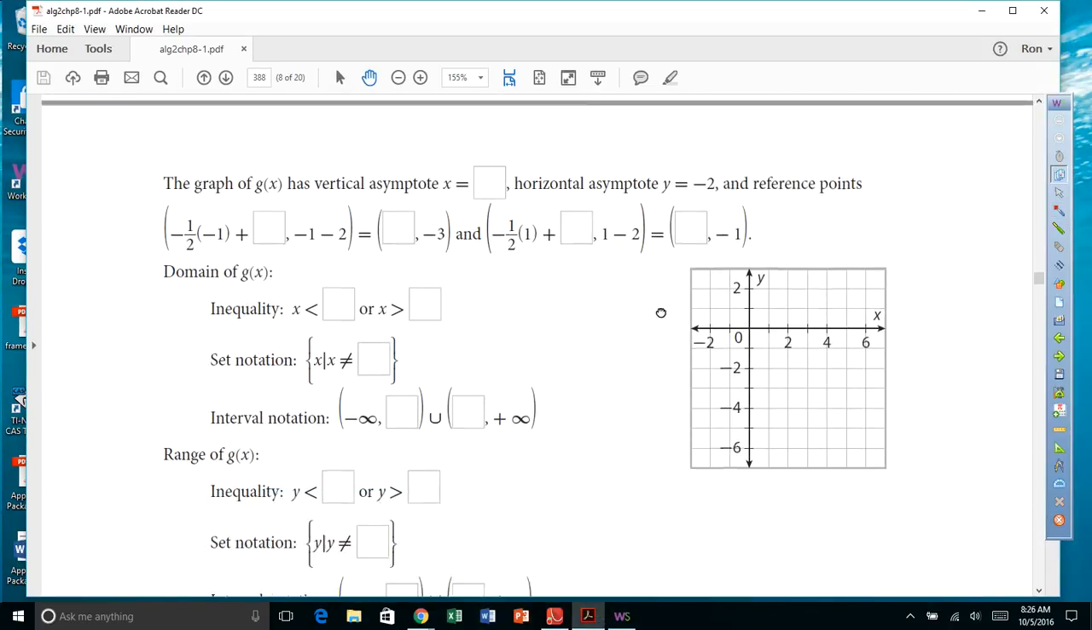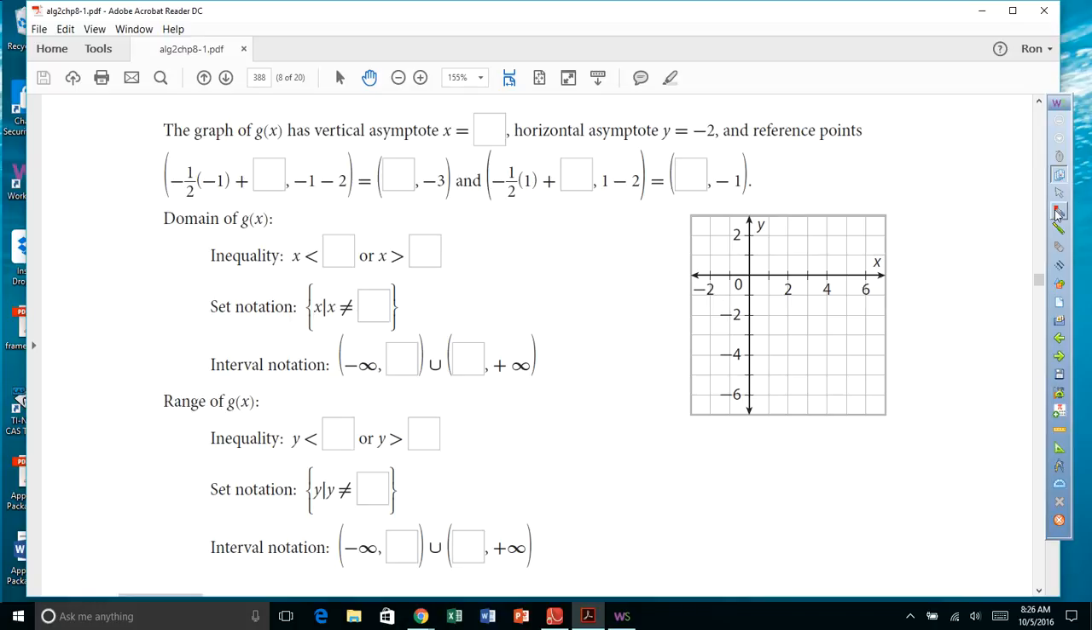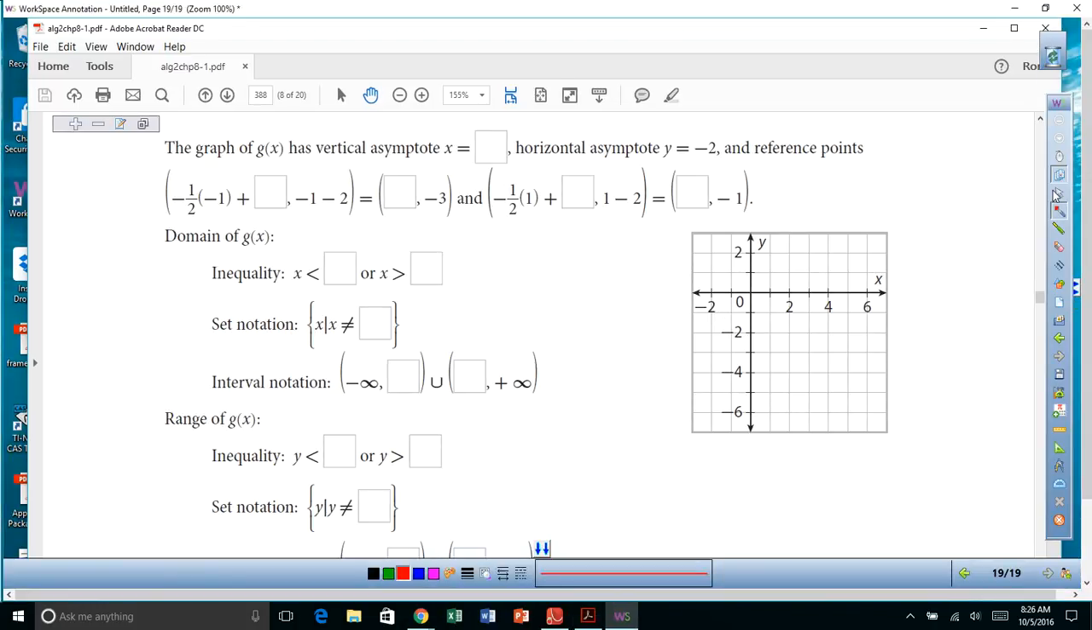Now we're about to make an equation here. The graph of g of x has a vertical asymptote x equals 2. The horizontal asymptote is y equals negative 2. Now for reference points.